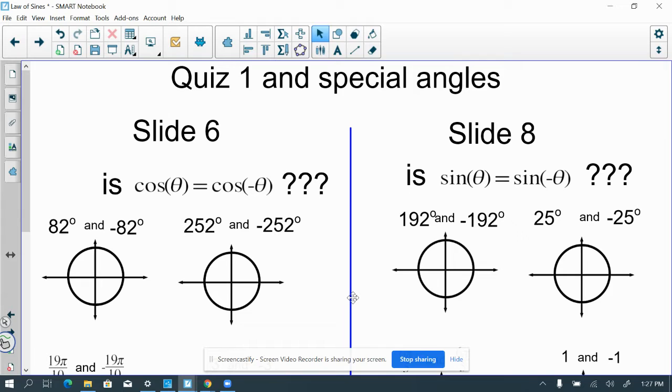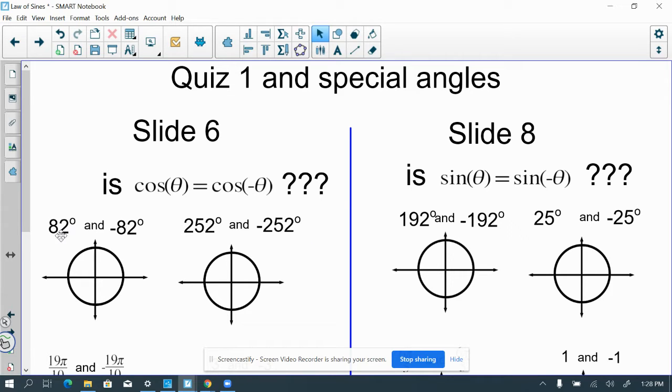All except for slide 6 and slide 8, I did not look at. The first several students I looked at, there wasn't a lot of explanation, or it seemed like there wasn't much good understanding of what was going on. So we're going to look at slide 6 and slide 8 together. Slide 6 was asking, is cosine of theta equal to the cosine of negative theta? Well, I have no idea, so let's just investigate.